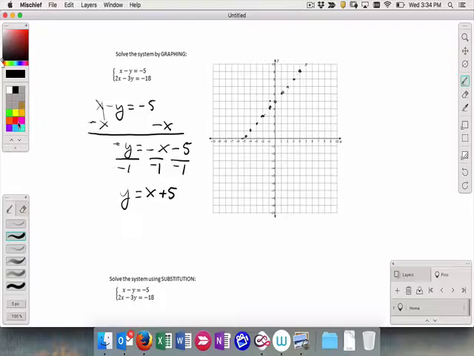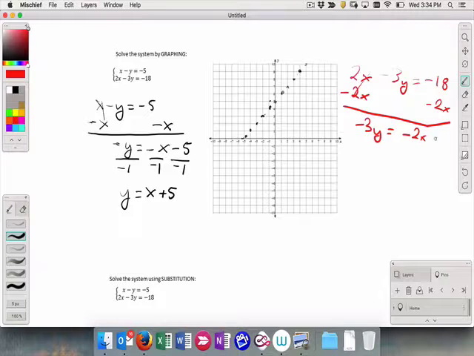Now I'll switch colors here. And then we'll do this other equation, which is 2x minus 3y equals negative 18. And I have to repeat these same steps. So I'm going to start by moving the x term. I'm going to subtract 2x from each side. So then I'm going to have negative 3y equals negative 2x minus 18.